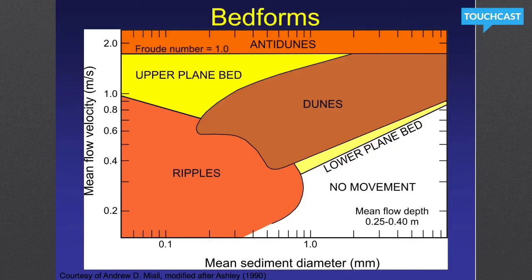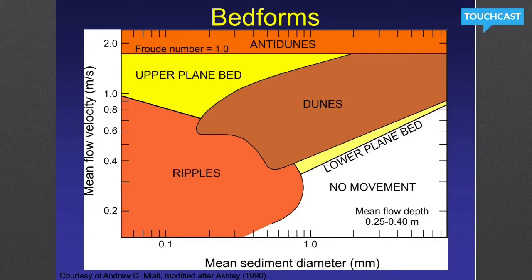Furthermore, upper plane bed flow occurs in fine and very fine sand when the flow velocity is increased above that needed for ripple formations or dune formations. Upper plane bed flow occurs in the upper flow regime when the Froude number is equal to 1. So basically, upper plane bed form is intense sediment transport over a flat bed.